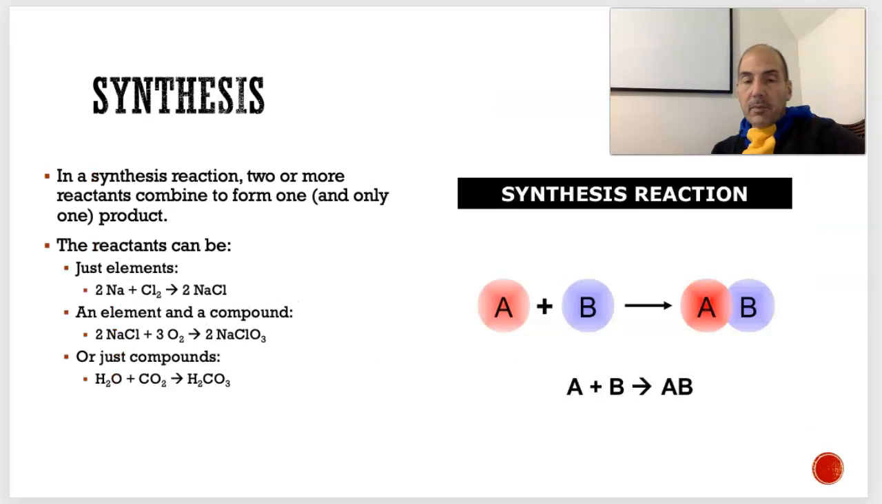So, synthesis reactions are reactions in which 2 or more chemicals combine to make one and only one product. Okay? It doesn't matter what the reactants are. It can be 2 or more of them. So they could be elements, they could be compounds, they could be both. Okay? So you see some examples there. Again, the only thing that matters is that one compound or one product is being made.